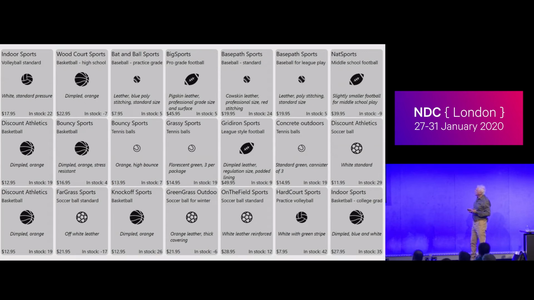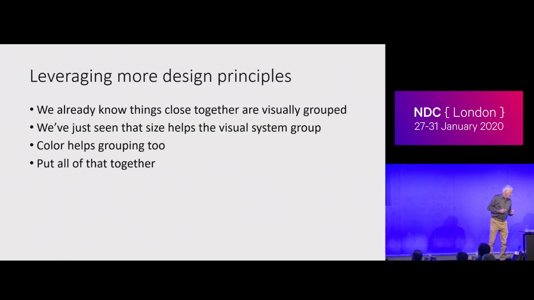So why don't we make the items mapped in some fashion? Their size on the screen should be associated in some fashion with their size in the real world. Now, tennis balls and baseballs are smaller and much easier to pick out. Soccer balls are somewhat smaller than basketballs. And we can leverage a lot of design principles to make displays like this better. Mapping was just one example I picked out. We already know, for example, things close together are visually grouped. We know that color helps in grouping.